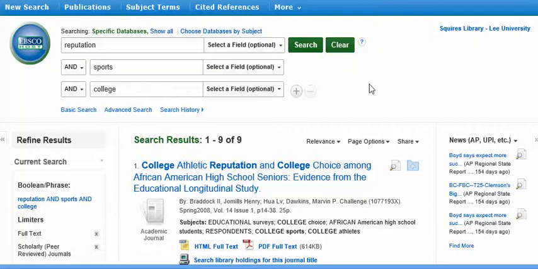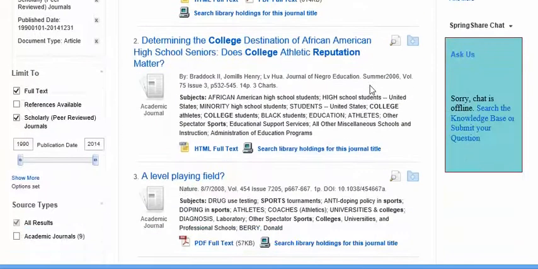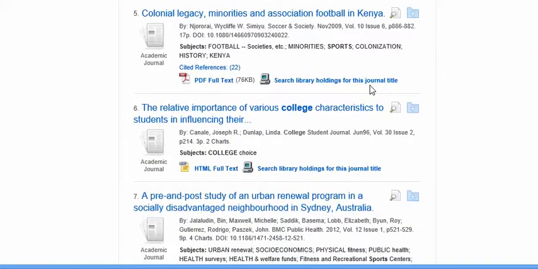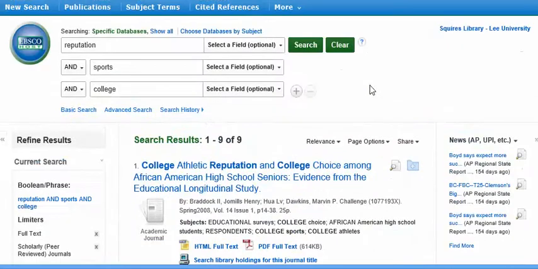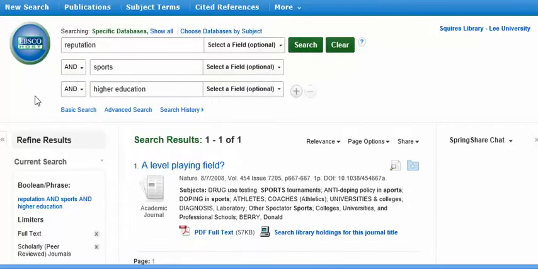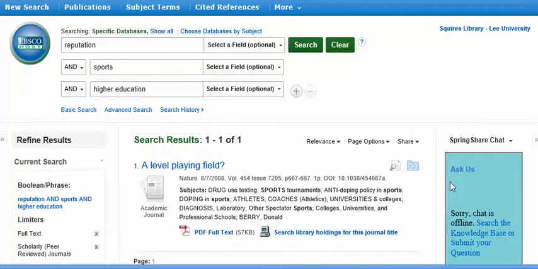I was getting some similar stuff as the last one. It just wasn't really helping me. So I just wasn't seeing what I needed. Another one I tried, instead of college, I tried higher education. And this was not helpful either. So I didn't get a heck of a lot here. I did find a few sources here and there, maybe one or two, but nothing that really seemed all that helpful.